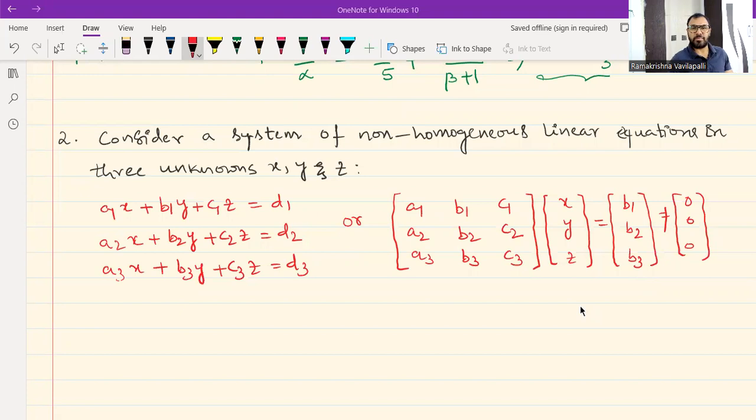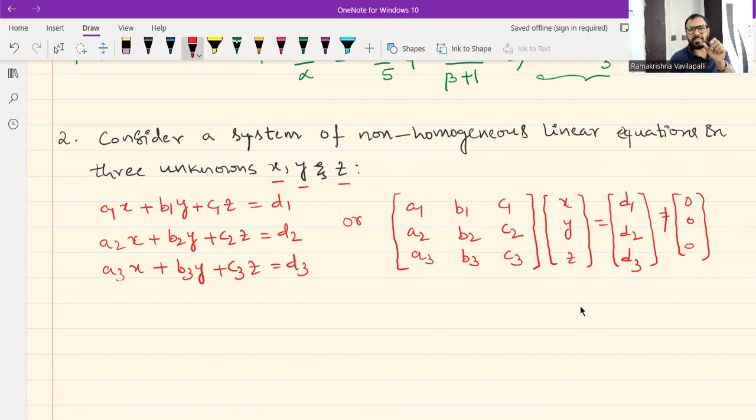Now coming to a system of non-homogeneous linear equations in three unknowns. A system of non-homogeneous linear equations in three unknowns x, y, z. So here I have taken three equations, or you can write in matrix form, a1x plus b1y plus c1z equal to d1. So this is the matrix representation of this system of non-homogeneous linear equations. Here the right-hand side d1, d2, d3 are not all zero at a time. If they all become 0, then it becomes a homogeneous system of linear equations.